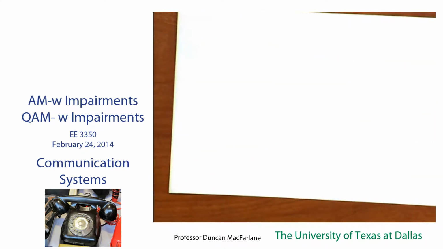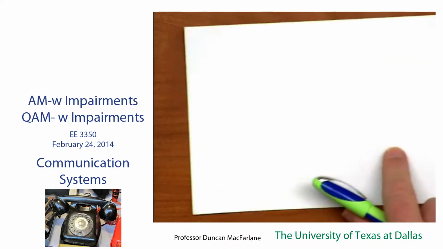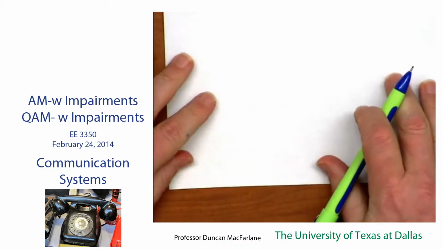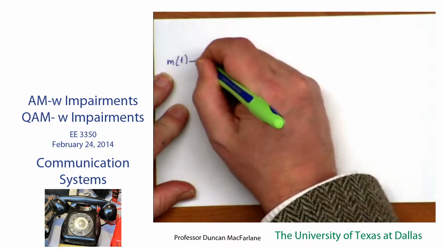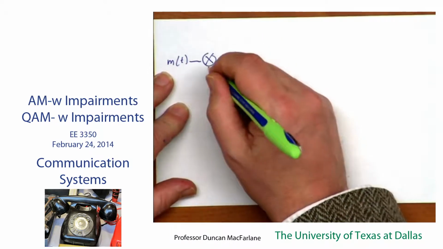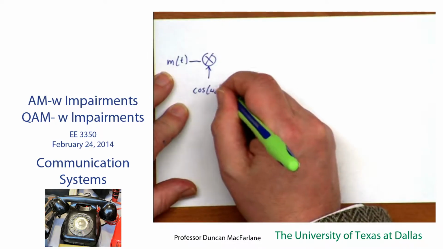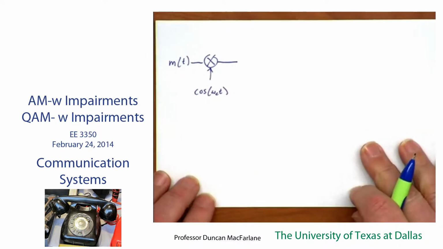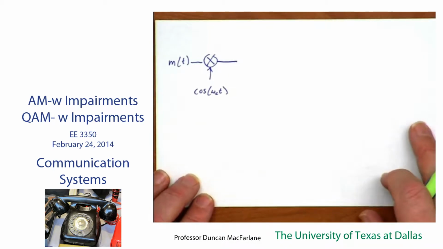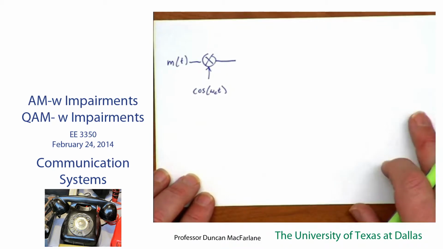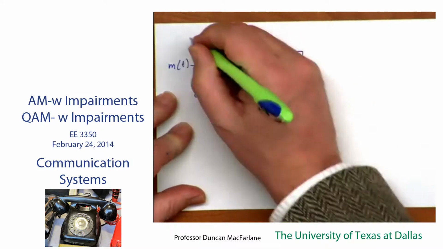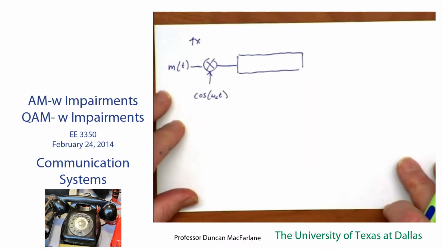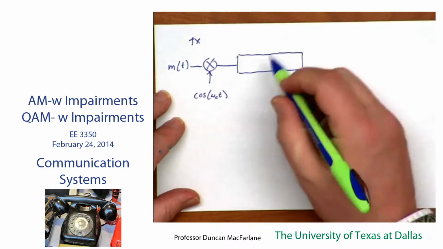All right, so let's start with this particular system, which at first glance should be cake. We've seen that a million times. That's the simplest modulation that we can come up with. So I'll label this transmitter. I have a channel.